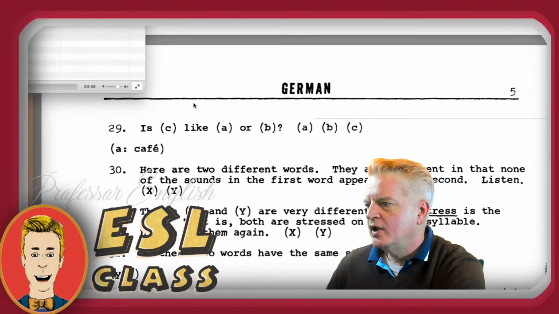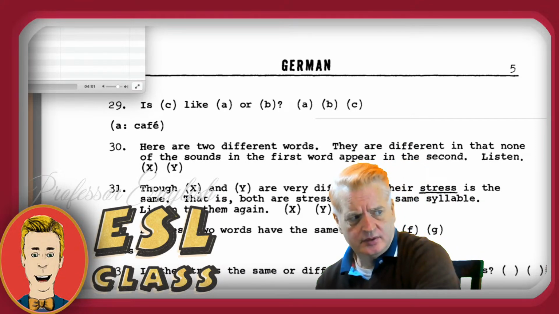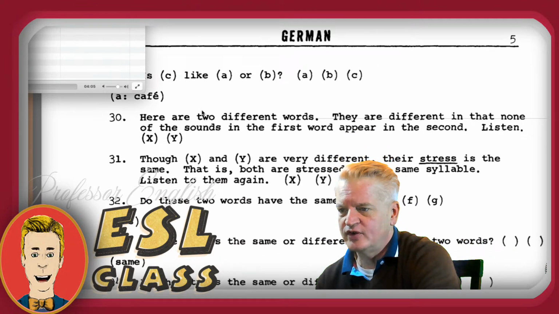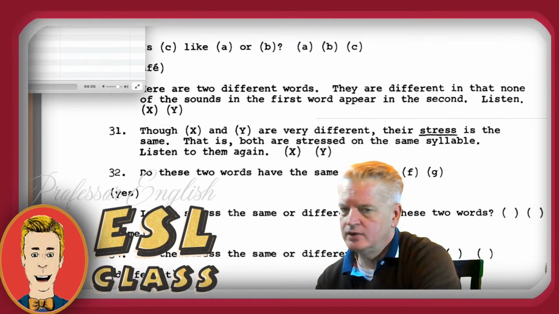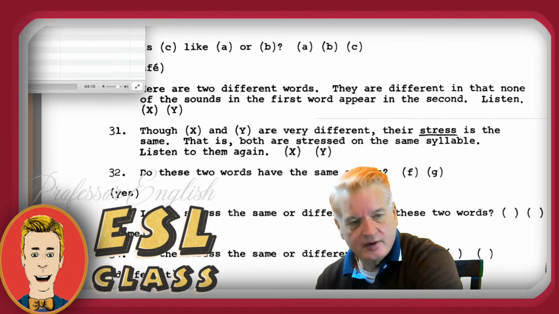32. Do these two words have the same stress? Bitte. Danke. Yes, they do. 33. Is the stress the same or different with these two words? Hotel. Zigarren. Same. 34. Is the stress the same or different with these words? Danke. Hotel. Yeah, so it's different.